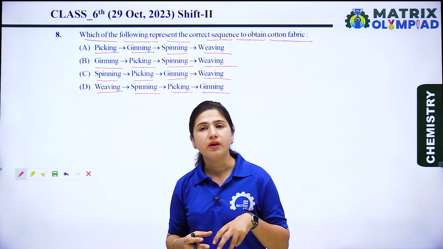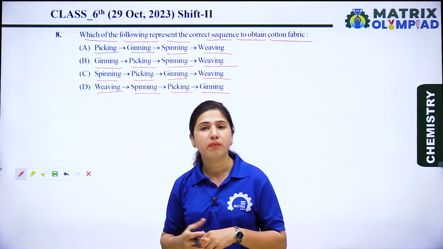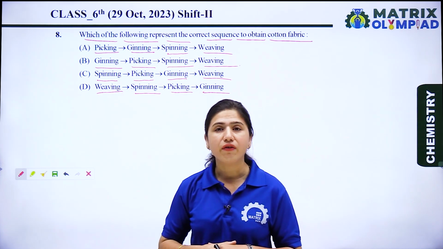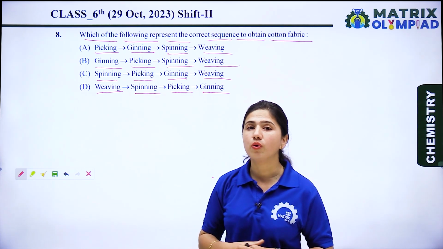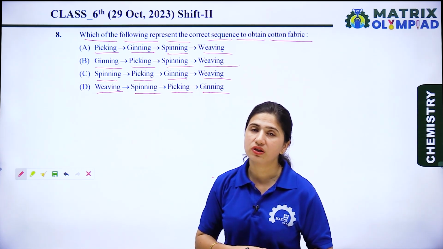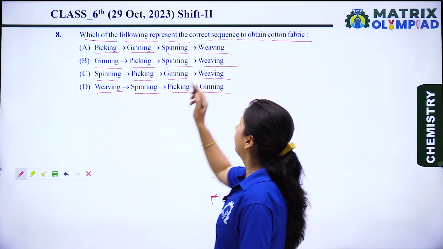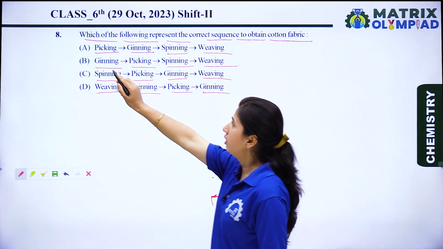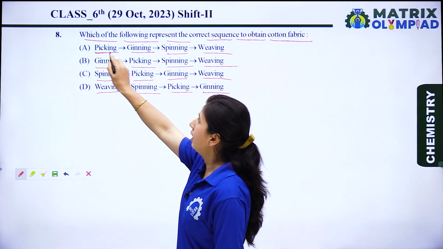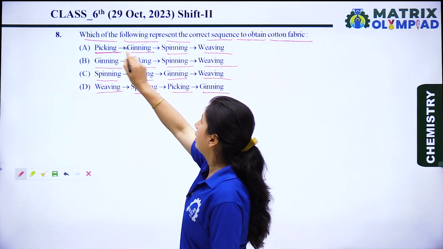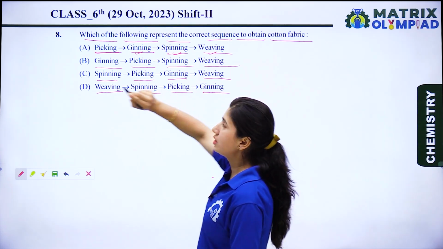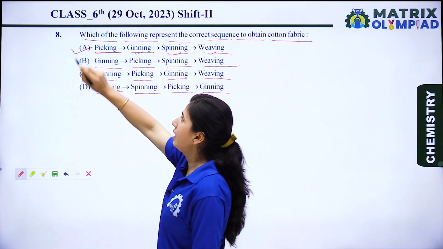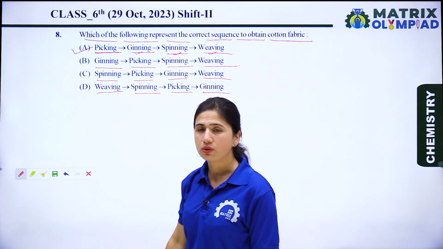That cotton fiber is then converted into yarn by the process of spinning, and finally that yarn is converted into fabric, and that process is known as weaving. So let's see the options. Option A is: first is picking, second is ginning, third is spinning, and fourth is weaving. So option A is the right option for this question.